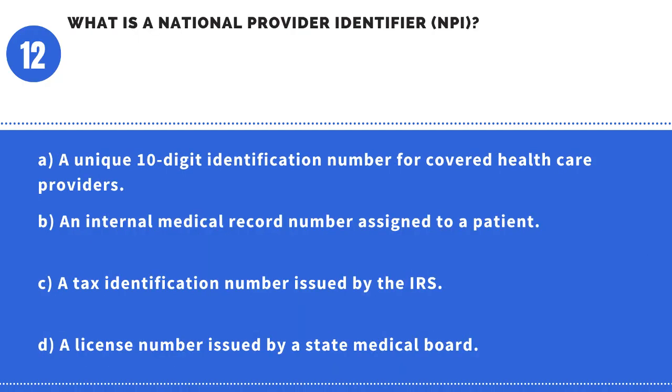Question 12. What is a National Provider Identifier, NPI? A. A unique 10-digit identification number for covered healthcare providers. B. An internal medical record number assigned to a patient. C. A tax identification number issued by the IRS. D. A license number issued by a state medical board.